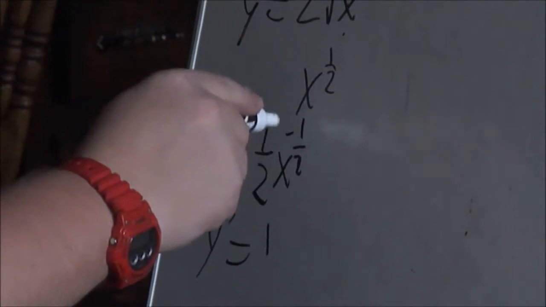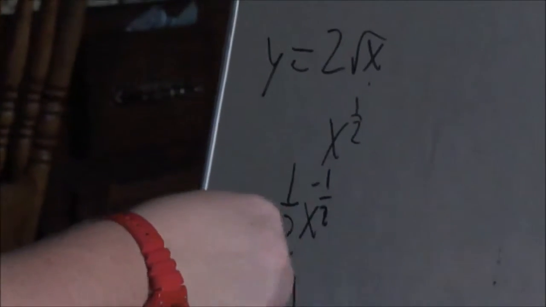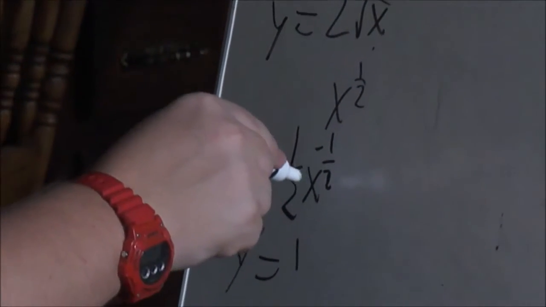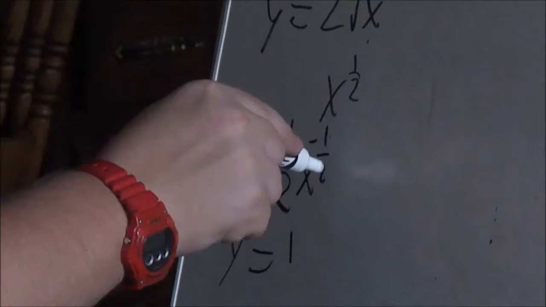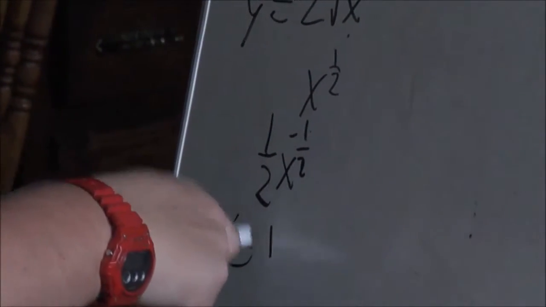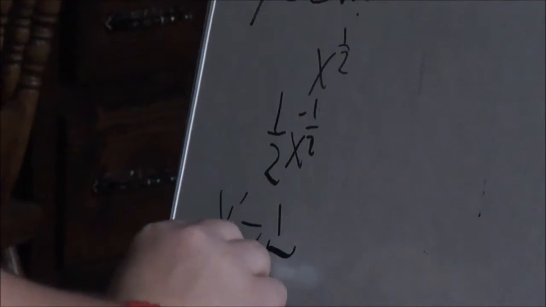And then when x has a negative exponent, that means it's being divided. So you change this back into the square root because of the 1/2. And then the negative makes it dividing instead of multiplying. So it would give you 1 over x, the square root of x.